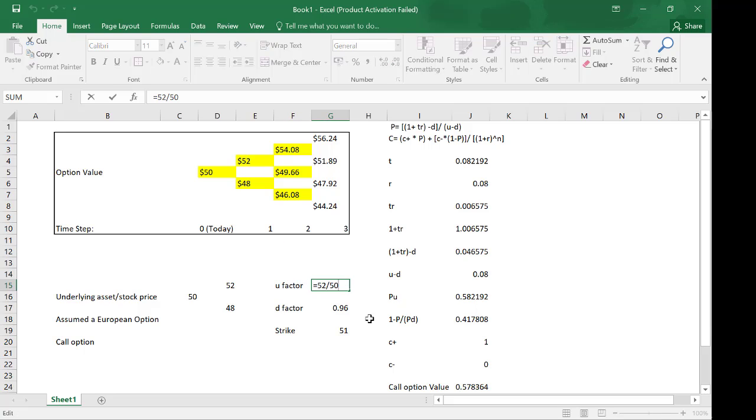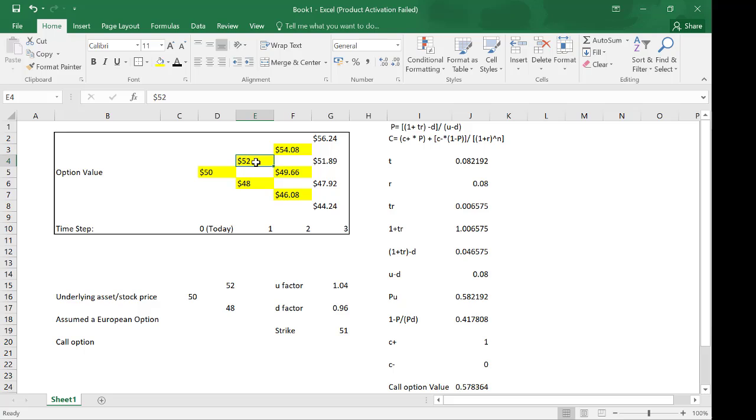The up factor is the expected up price divided by the current stock price, so that is 1.04, and again the down factor is 0.96, which is the expected down price divided by the current stock price. Now we have also assumed that the strike price of the call option is going to be 51. So if the strike price is 51, are we going to exercise the option here?